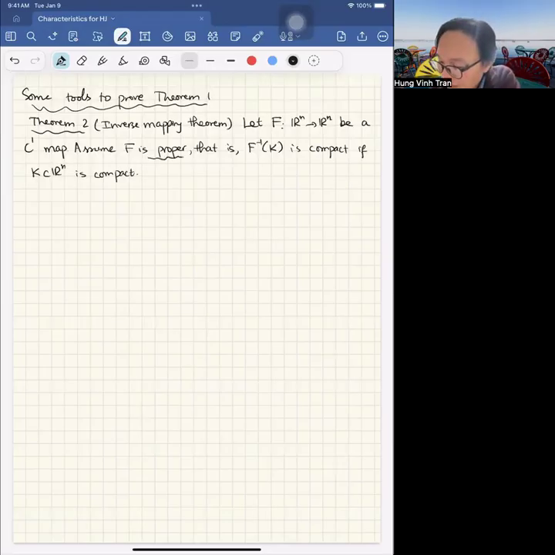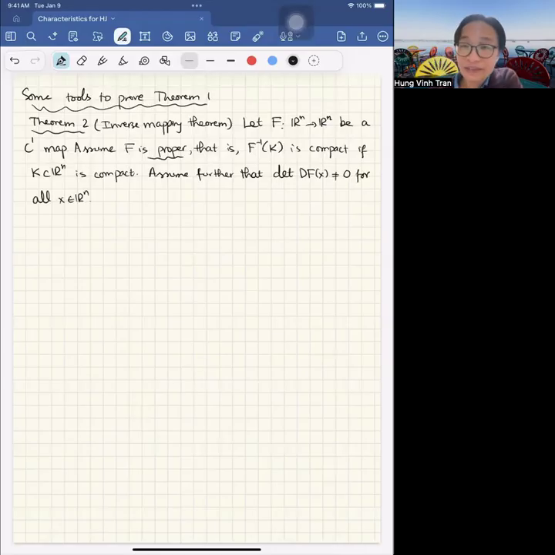Okay, and I assume further that the determinant of df of x is not zero for all x in Rn. F is a vector field, so df is a matrix of size n times n, right? So we assume that the determinant of df is not zero. Then F is a global C1 diffeomorphism.